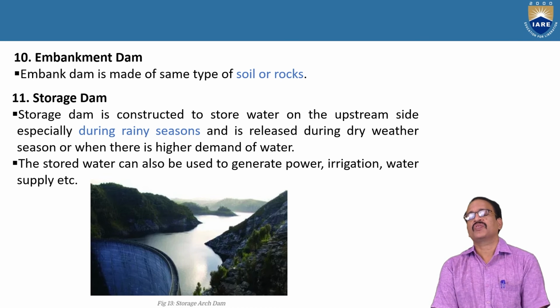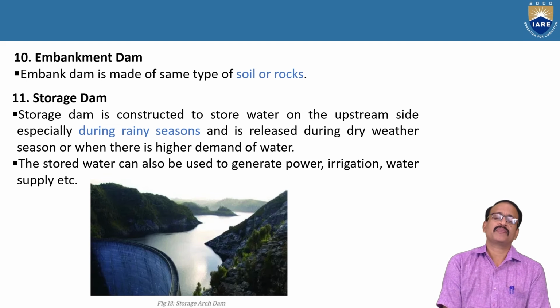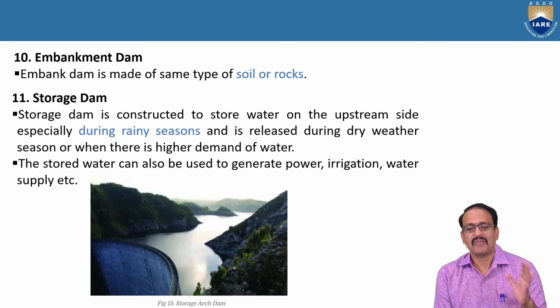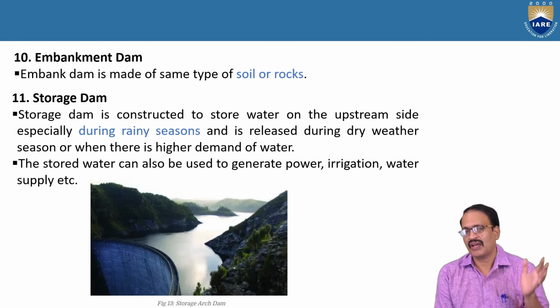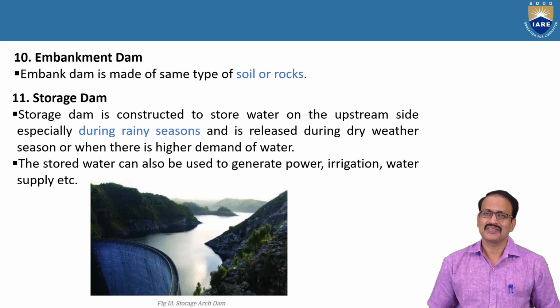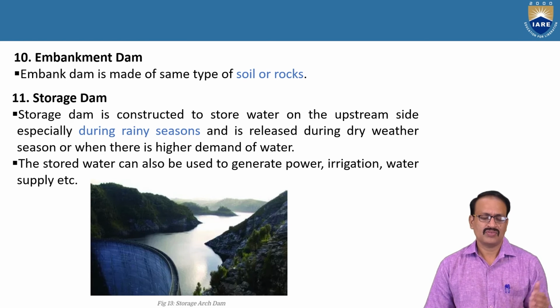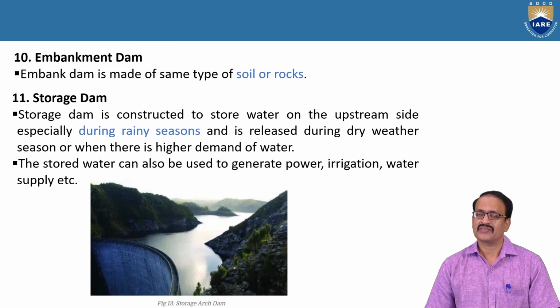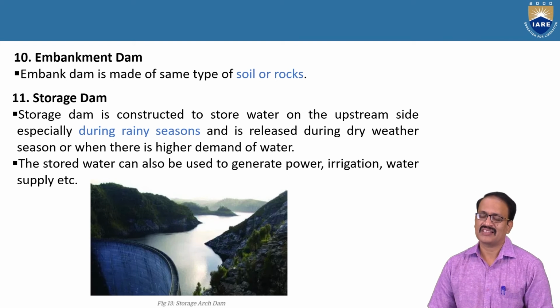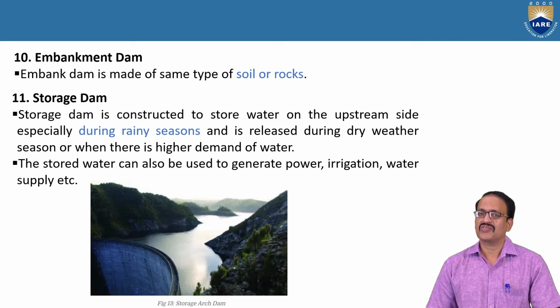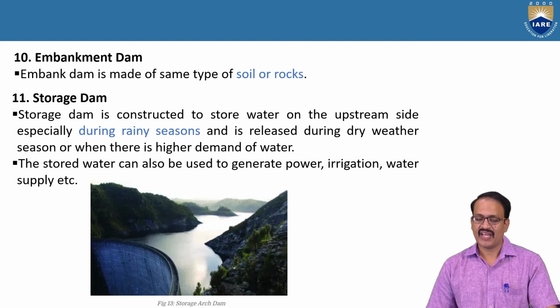Next, embankment dam. We can call some dams an embankment dam if it is made with a similar type of material, soil or rock, the same type of rock and the same type of soil. Generally, we'll be going for a mix, because the same type of soil may not provide very good strength. So we'll be going for soil which is stronger. Generally, we'll be going for different types of soil or masonries, but in some rare cases we construct like that. That type of dam we call an embankment dam.